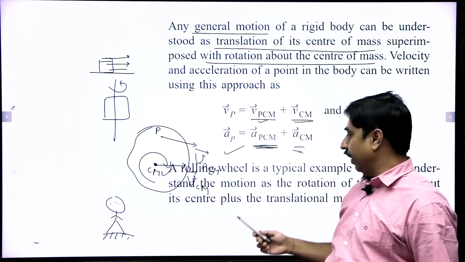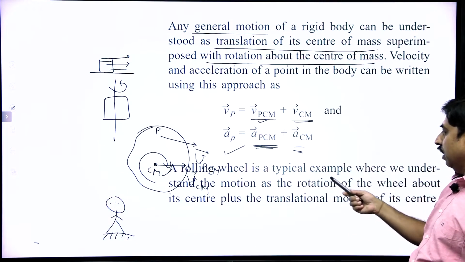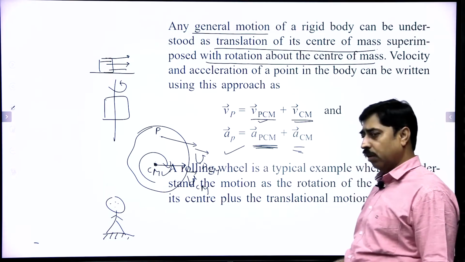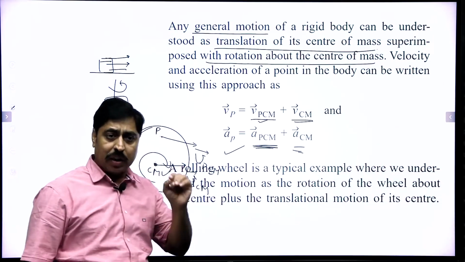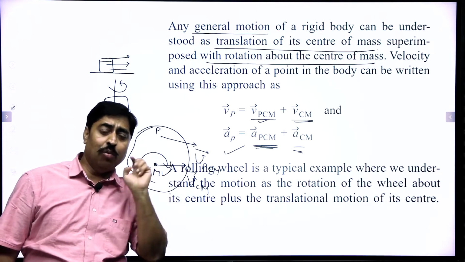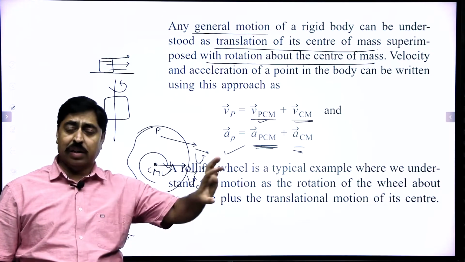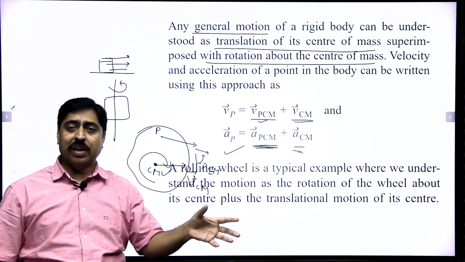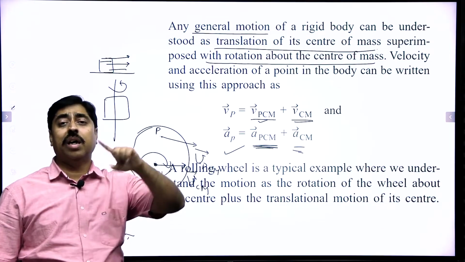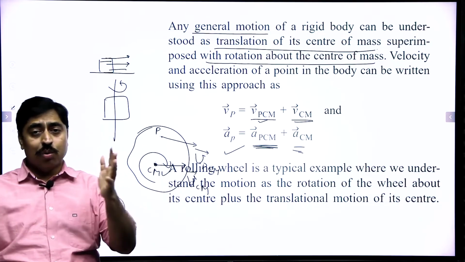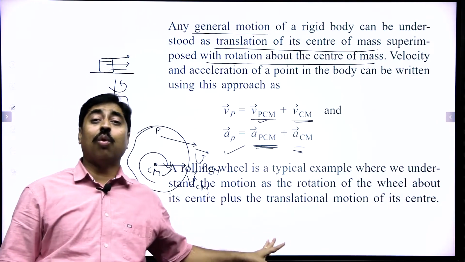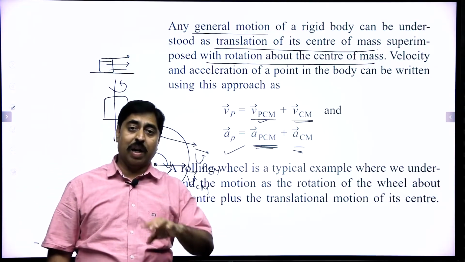Here it is written that a rolling wheel is a typical example where we understand the motion as the rotation of the wheel about its center plus the translational motion of its center. A rolling wheel is a very common typical example where we understand motion as a superposition of two motions: the movement of the center of mass, and the rotation of the wheel about the center of mass. If the translation of a body's center of mass and its rotation about the center of mass are superimposed, we can explain any kind of motion of the body.